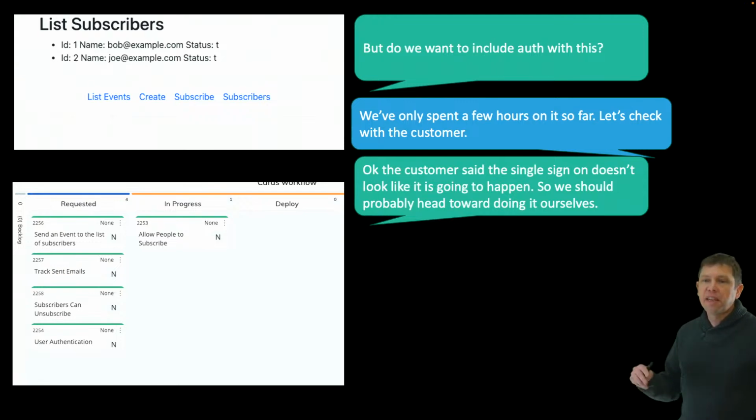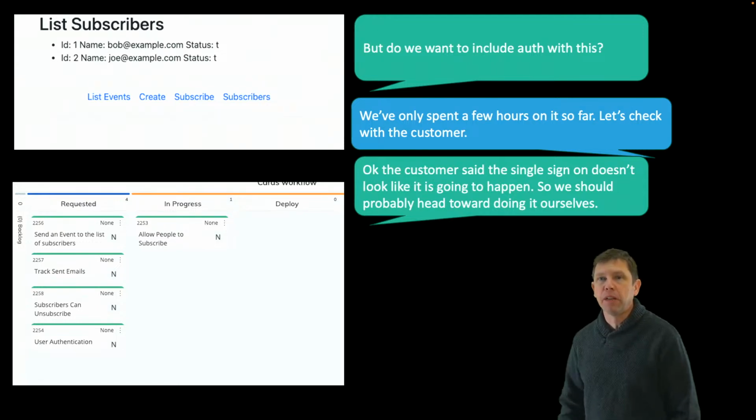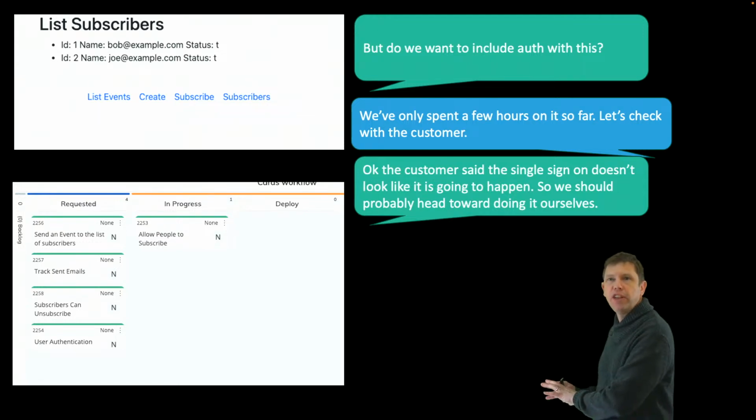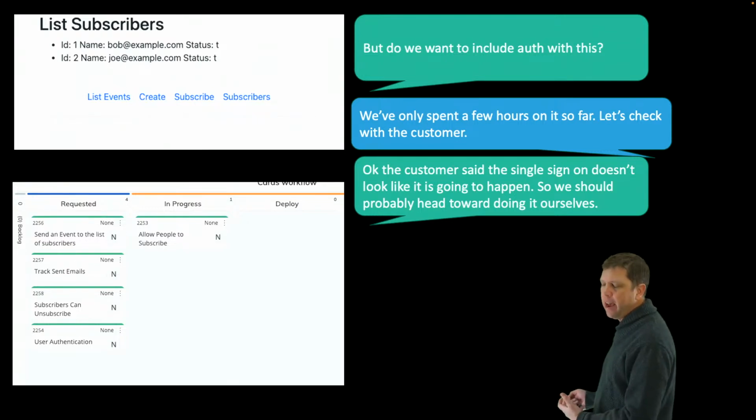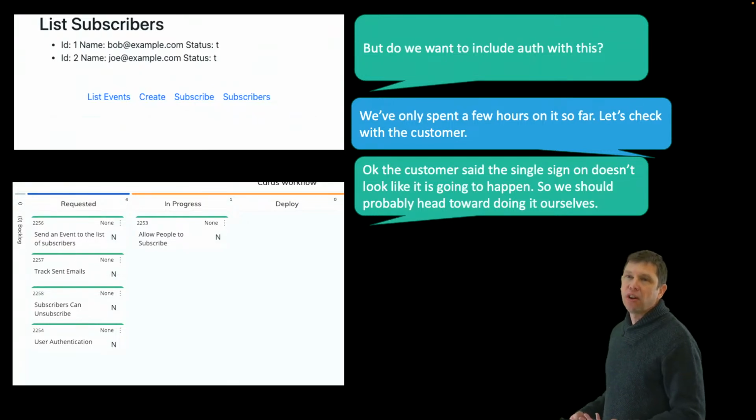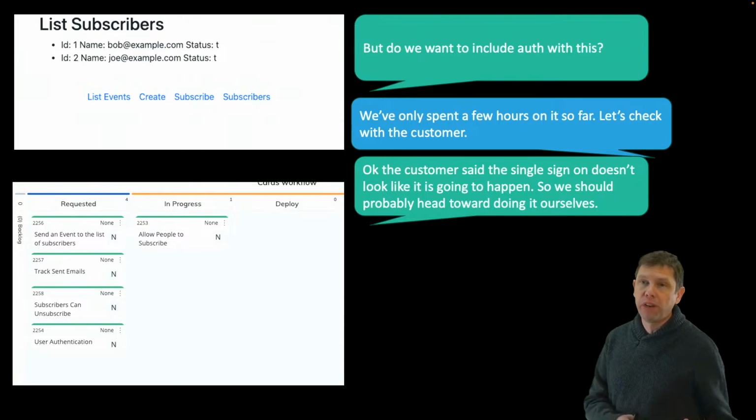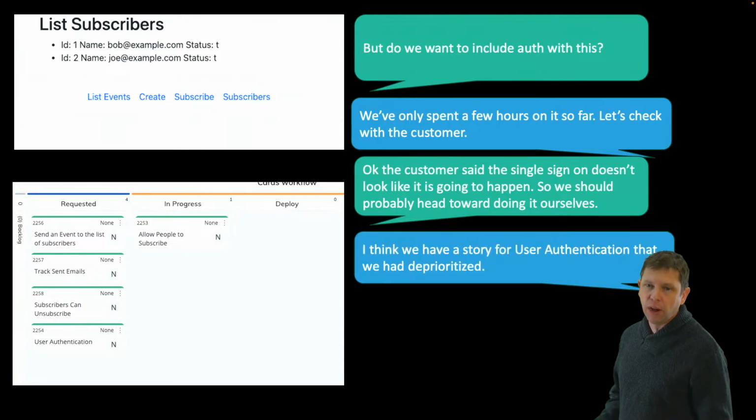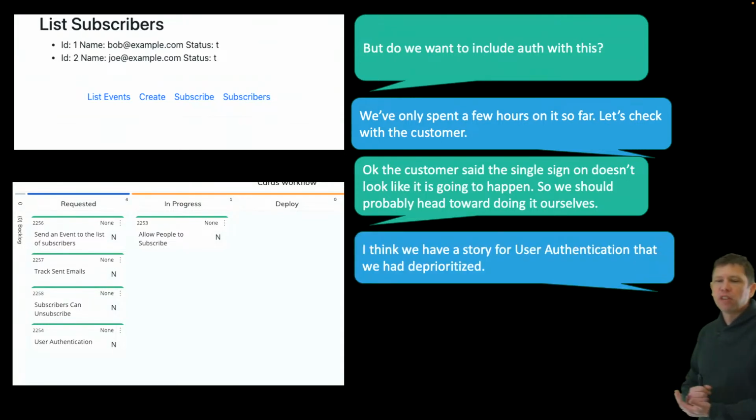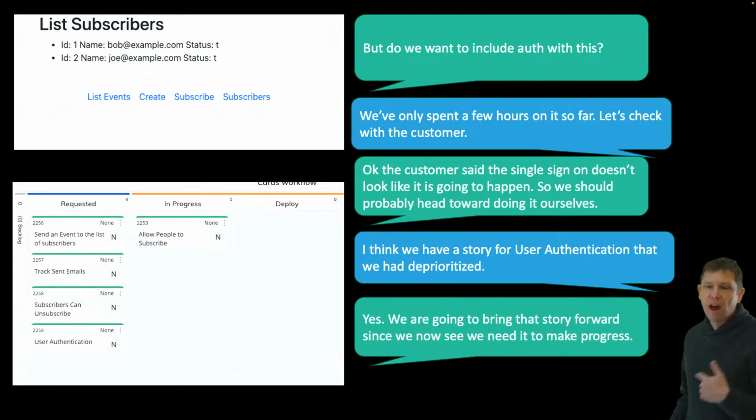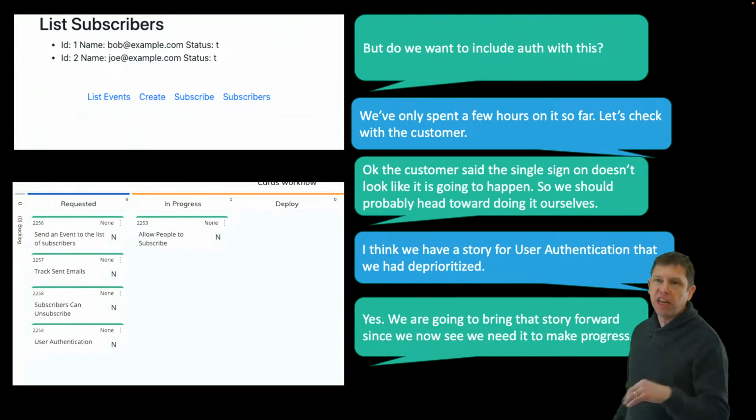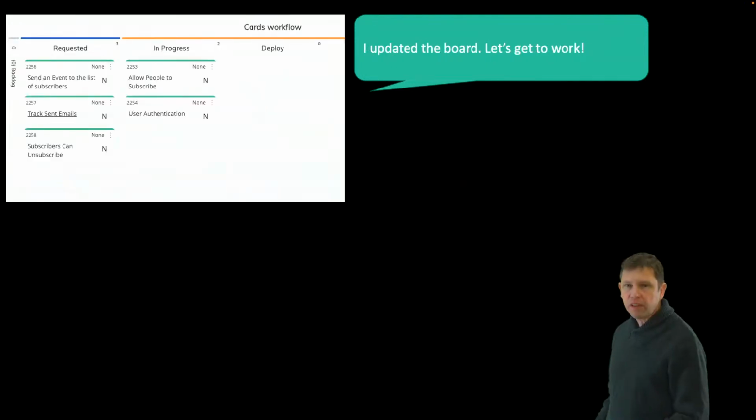The customer says that the single sign-on doesn't look like it's going to happen. So we were deferring that user authentication based on the idea that we thought we were going to be able to use single sign-on. The customer is now saying, yeah, it doesn't look like that's going to happen, or not in time for what we needed. So we're going to have to build something ourselves anyway. So they said, okay, I think we have a story for user authentication that's been deprioritized. We're going to bring that story forward since we now see we need it in order to make progress.